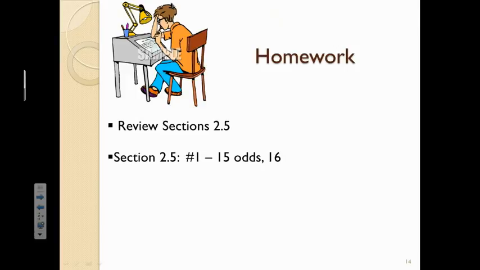Oftentimes, students feel that the hardest part of this is translating the word problem into what do I do with this? Because by now, I think you're probably pretty good at doing the maximums and minimums. And as you notice from writing on the board and the PowerPoints, the problems take a while to do. When you're working with two equations, it just takes time. So that's why there's not a lot of problems, but it's enough to get you familiar with it.